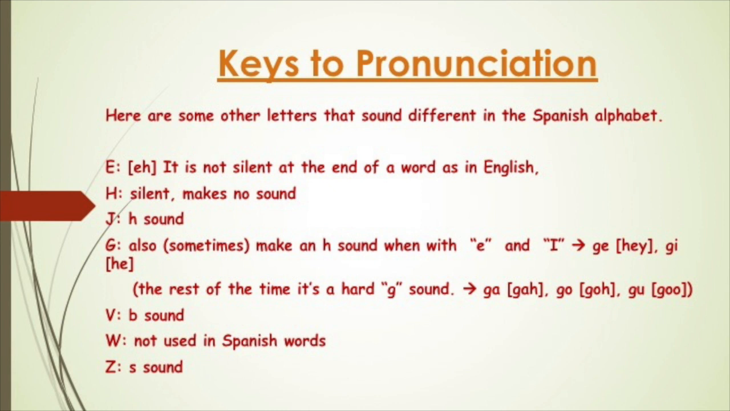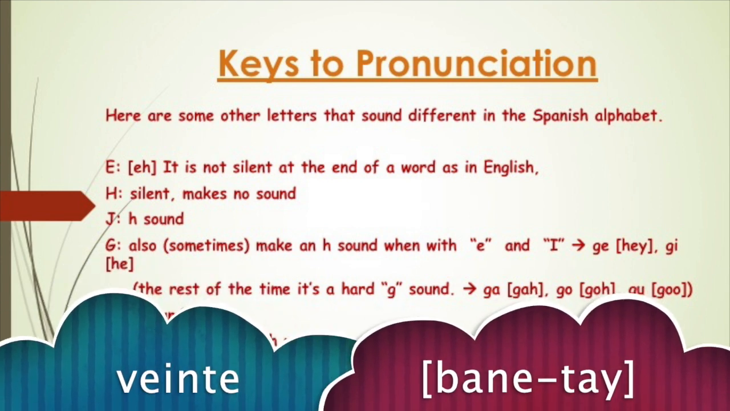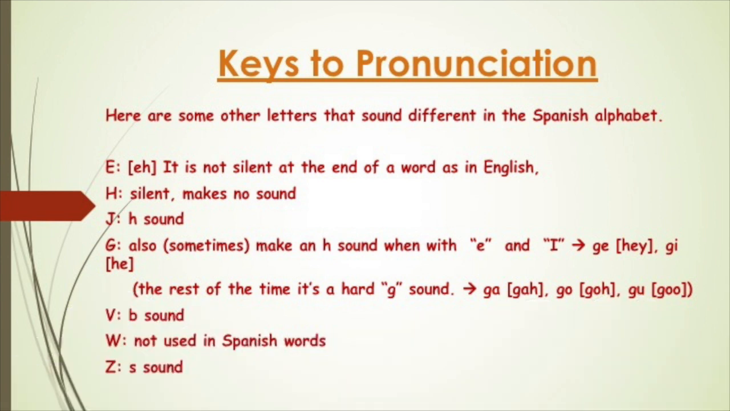And then the letter V makes a B sound. And you've probably already heard me use the B sound when I was doing the numbers in the last video. The number 20 is veinte, with that B sound. The letter W is not used in Spanish words. And finally, the letter Z makes an S sound. Z as in the color azul, A-Z-U-L, azul.